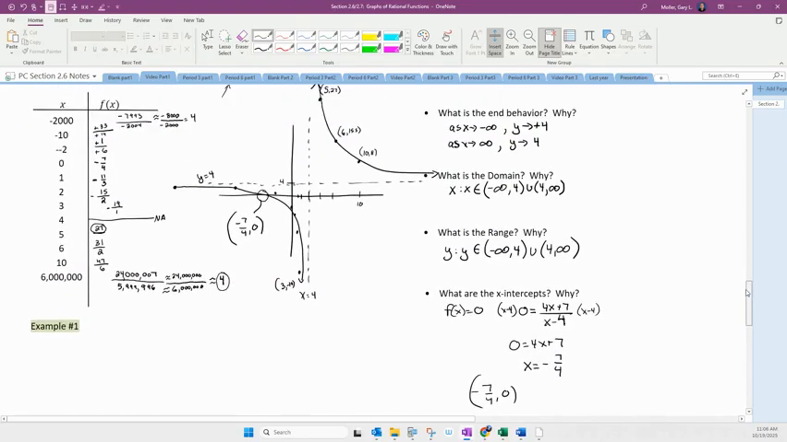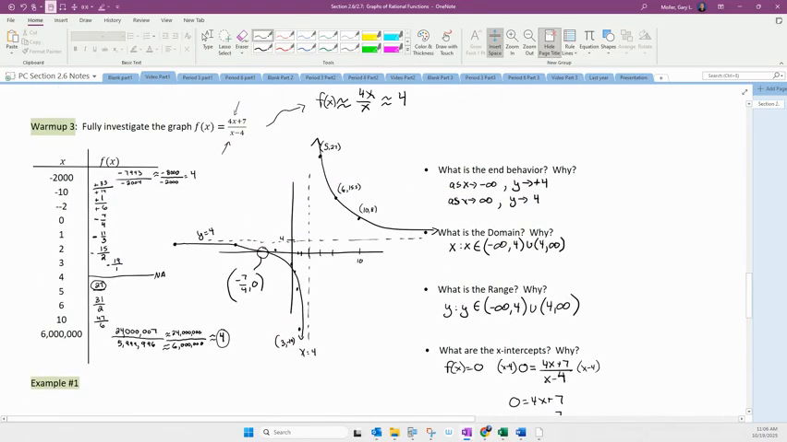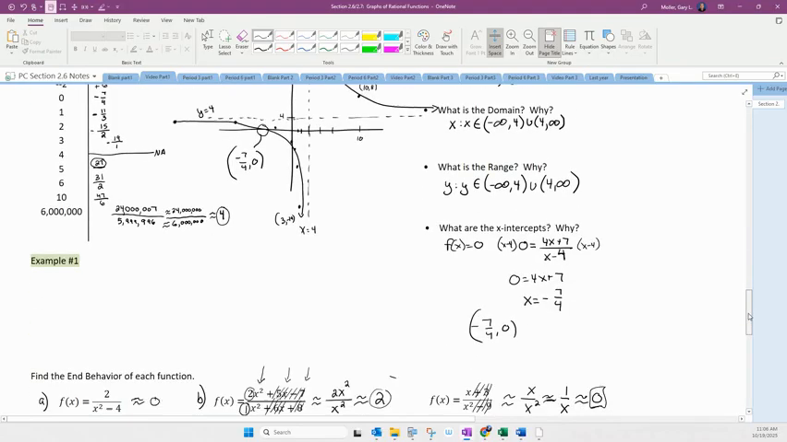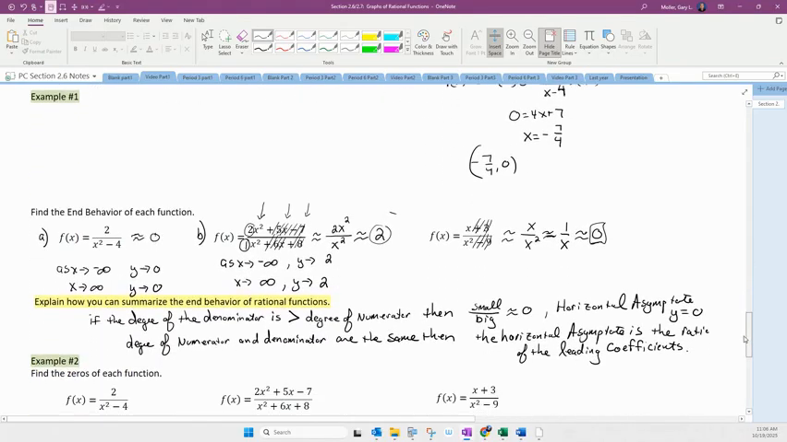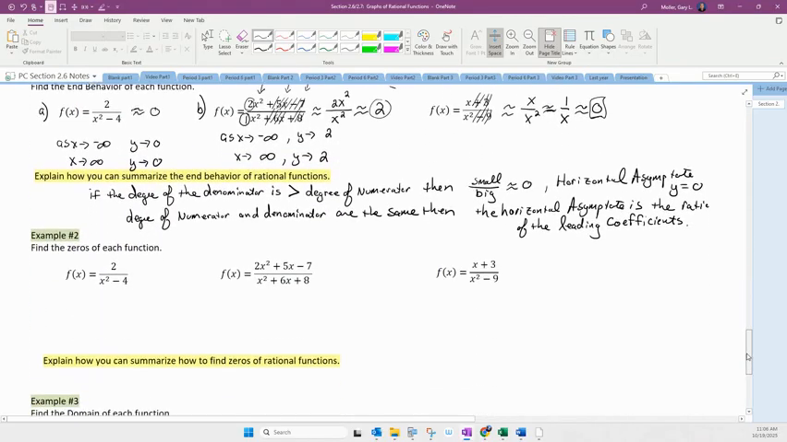If we go back and look and see what happened up on this problem, the degrees are the same. They're both linear, right? X to the first power, and the leading coefficients are 4 over 1, and my asymptote was at 4. All right, and we will talk about the scenario where the degree on top is bigger a little bit later.